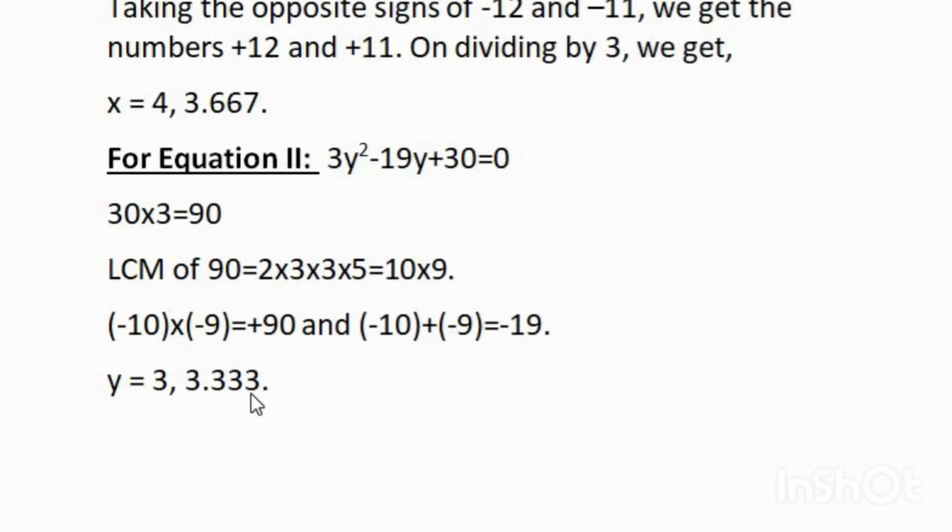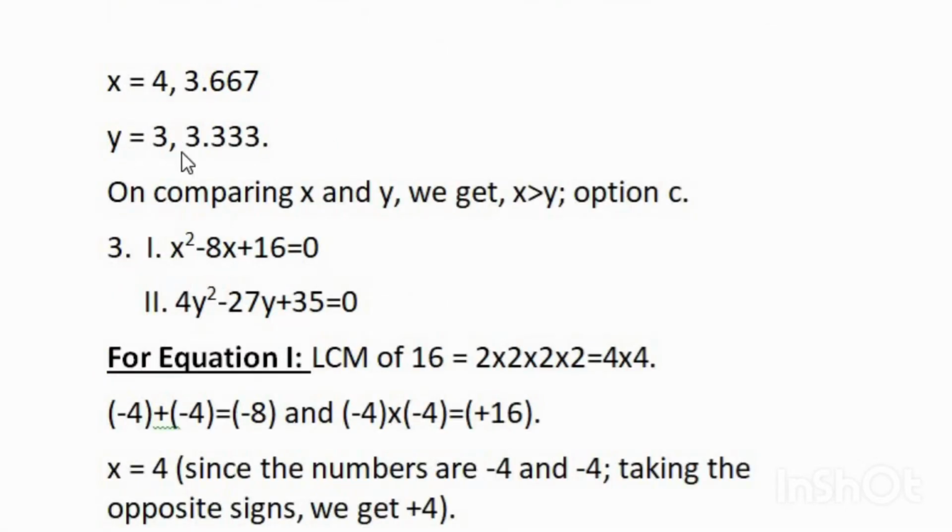Why did we get the positive values? Because you have to take the opposite signs of these numbers. Minus 10 becomes plus 10, minus 9 becomes plus 9. So plus 9 by the y square term 3 is 3, and plus 10 by the y square term, that is by 3, 10 by 3 is 3.333. Understood? So we got the values of x and y.